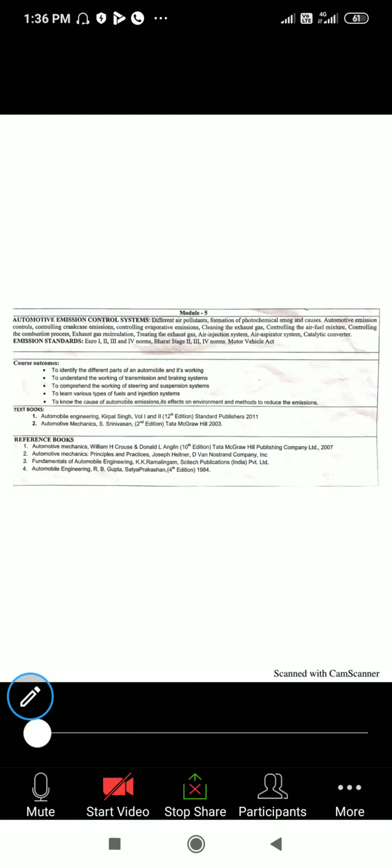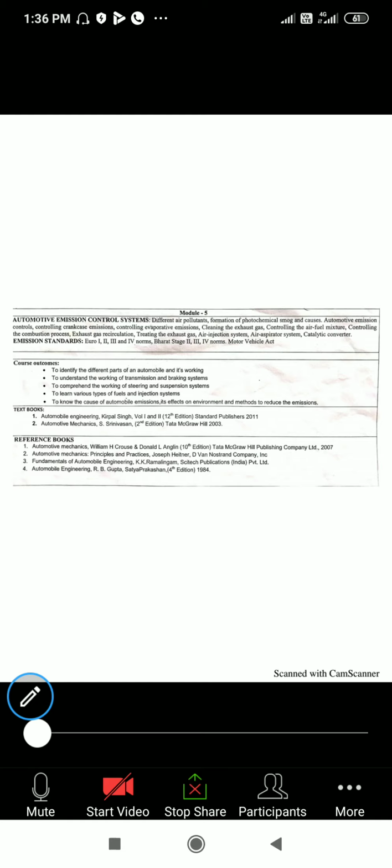Then next is the exhaust gas recirculation. Okay, that you are going to study over here. Then next is the toxic threat of the exhaust gas. So due to the exhaust gas, what is happening, the threat, that also you are going to study in this one. Then air injection system is there, air aspiration system is there, and catalytic converters. So these are some of the concepts that you are going to study in module number 5.